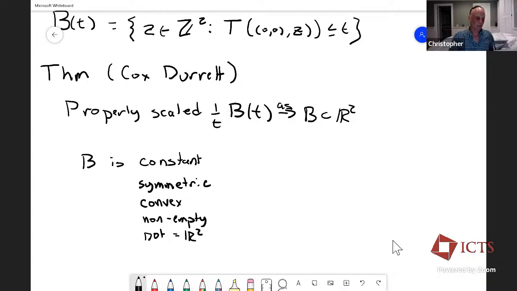So what I want to do is first say some of the main things that are known, the theorems that say, if we know facts about B, then what do we know about the geodesics? And then I will say things that I would like to prove about the geodesics and how we might leverage that to say something about what the shape is.